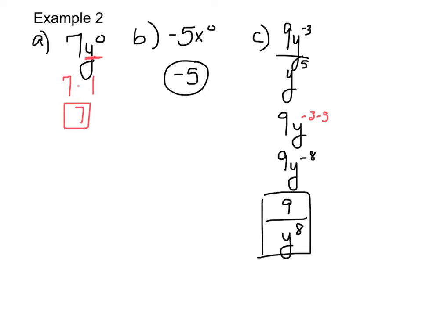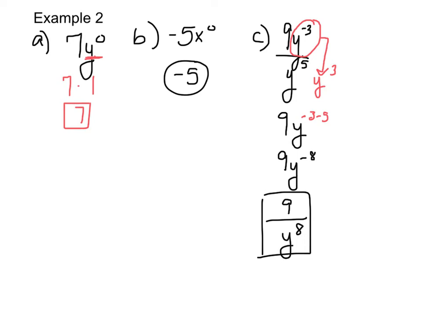Here's what I suggest you do, because to me this is easier. Do you notice on top here, you have a y to the negative 3. Because it's negative, it goes on bottom and becomes y to the third. What's y to the fifth times y to the third? Same base, what do you do with your powers? You add them, so you have 8.